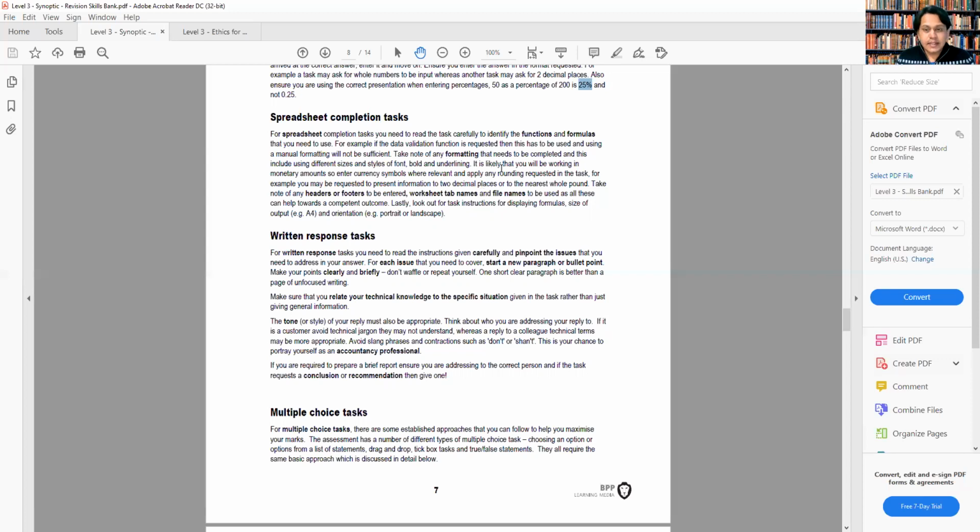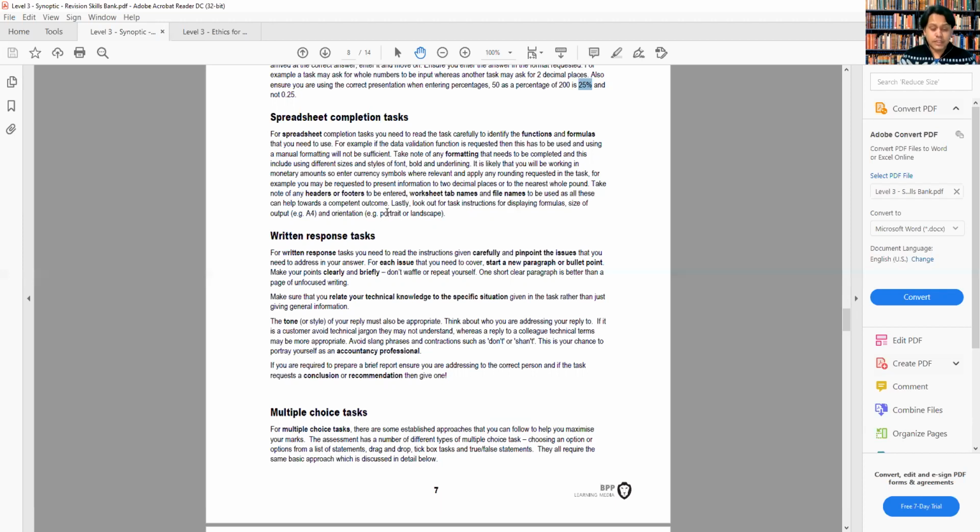It is likely that you will be working in monetary amounts. So enter the currency symbol where relevant and apply any rounding request in the task. For example, you may be requested to present information to two decimal places or to the nearest whole pound. Take note of any header or footer to be entered. The worksheet tab name and the file name to be used are obviously very important.